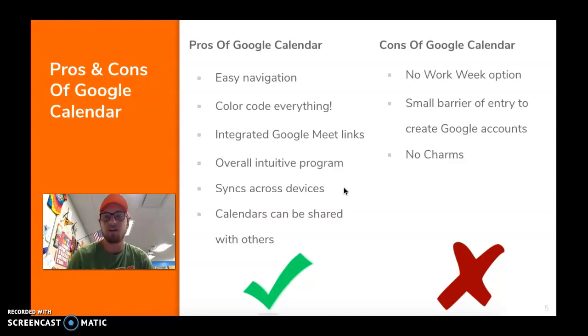However, there are a few cons. There's no work week option. You can scroll by 4 days at a time, which essentially does the same thing while also giving you a weekend overview. And there's a little small barrier of entry to creating Google accounts, but most email providers have some sort of hoop to jump through. And then there are no charms. You can't designate icons for certain events, but you can color code it, and overall they're all about simplicity.